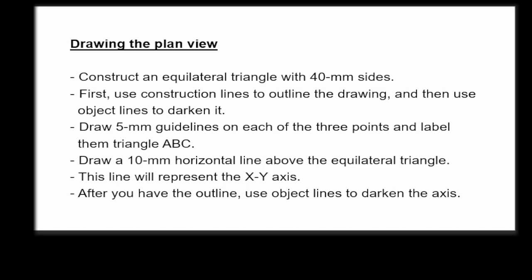First, use construction lines to outline the drawing, and then use object lines to darken it. Draw 5 millimeter guidelines on each of the 3 points and label them triangle ABC. Draw a 10 millimeter horizontal line above the equilateral triangle. This line will represent the XY axis. And after you have the outline, use object lines to darken the axis.